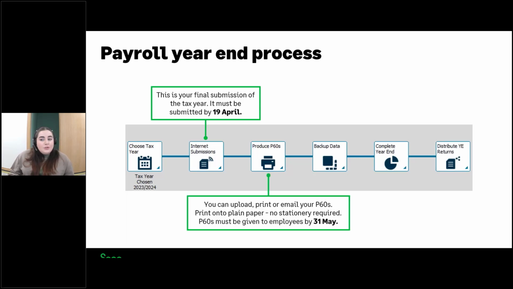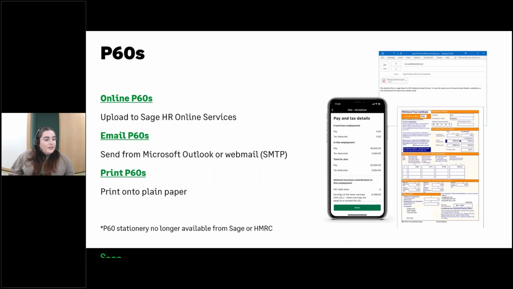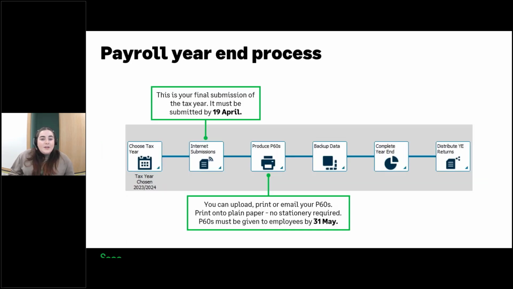After this, you'll produce your P60s, which must be distributed to your employees by the 31st of May. There are a few different ways that you can produce P60s in payroll, so I'll give you a bit more information on those different options shortly as well. You then have to back up your data. This is super important in general, but even more so around payroll year end, hence why it has its own step. And after that, it's completing year end, which is just a case of clearing down the year-to-date values for the current tax year.